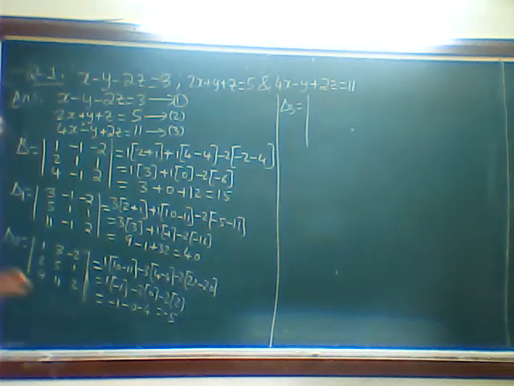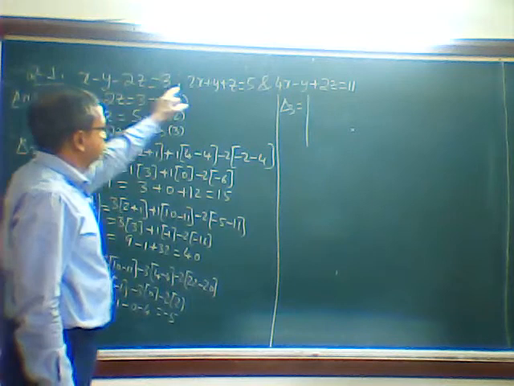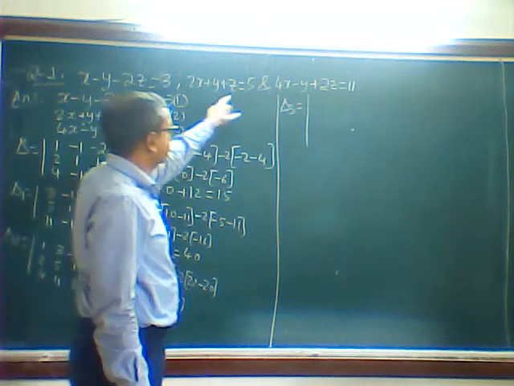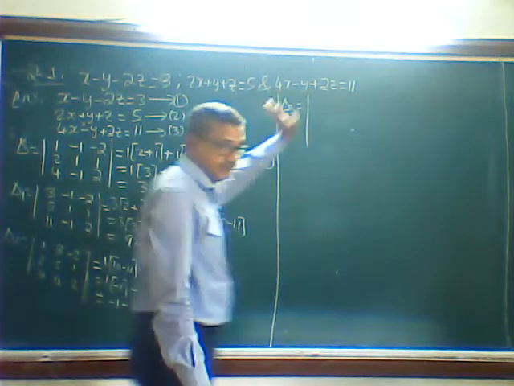I'll repeat the problem. The mic was not there, I think it is not audible. Okay, this is the question. x minus y minus 2z is equal to 3. 2x plus y plus z is equal to 5. And 4x minus y plus 2z is equal to 11.